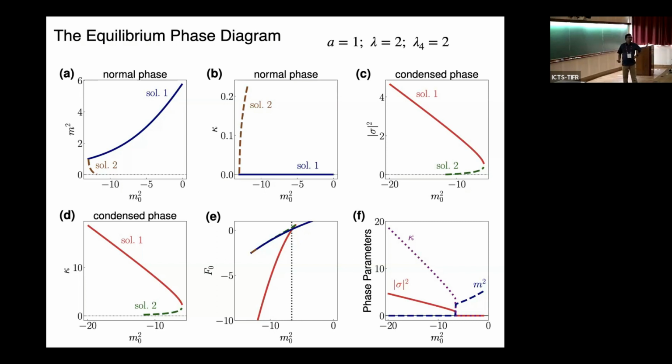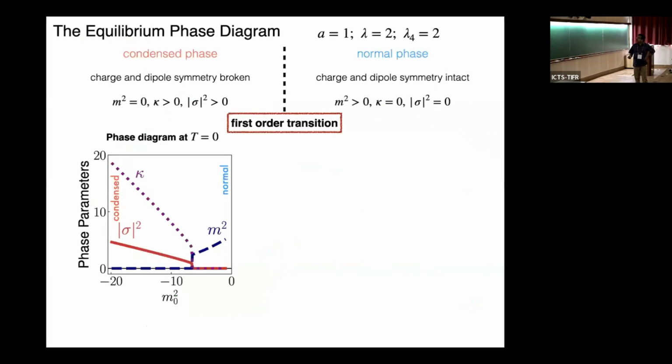So what you do is you basically calculate the free energy and look for a minimum. And that gives you finally these phase parameters. So what you see here is that you have a gapped phase with kappa equal to 0, or you have a condensed phase, and you have a first order phase transition between them. You do not have a gapped phase with the dipole symmetry that is broken. Okay? So this is the first order phase transition.